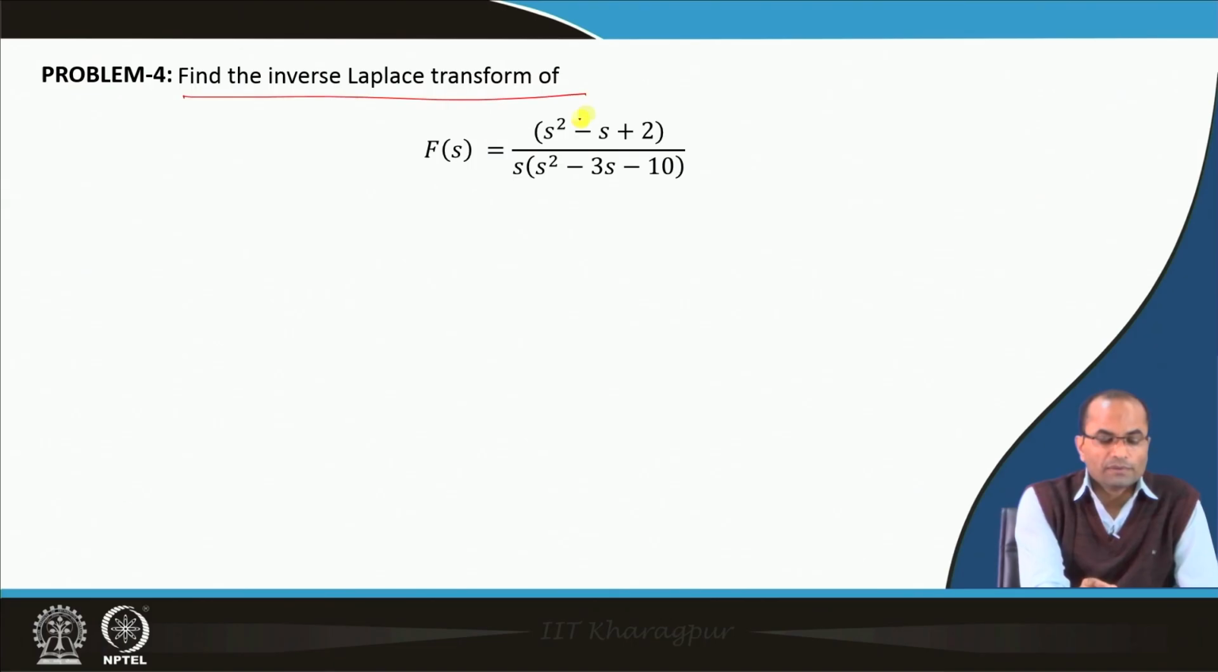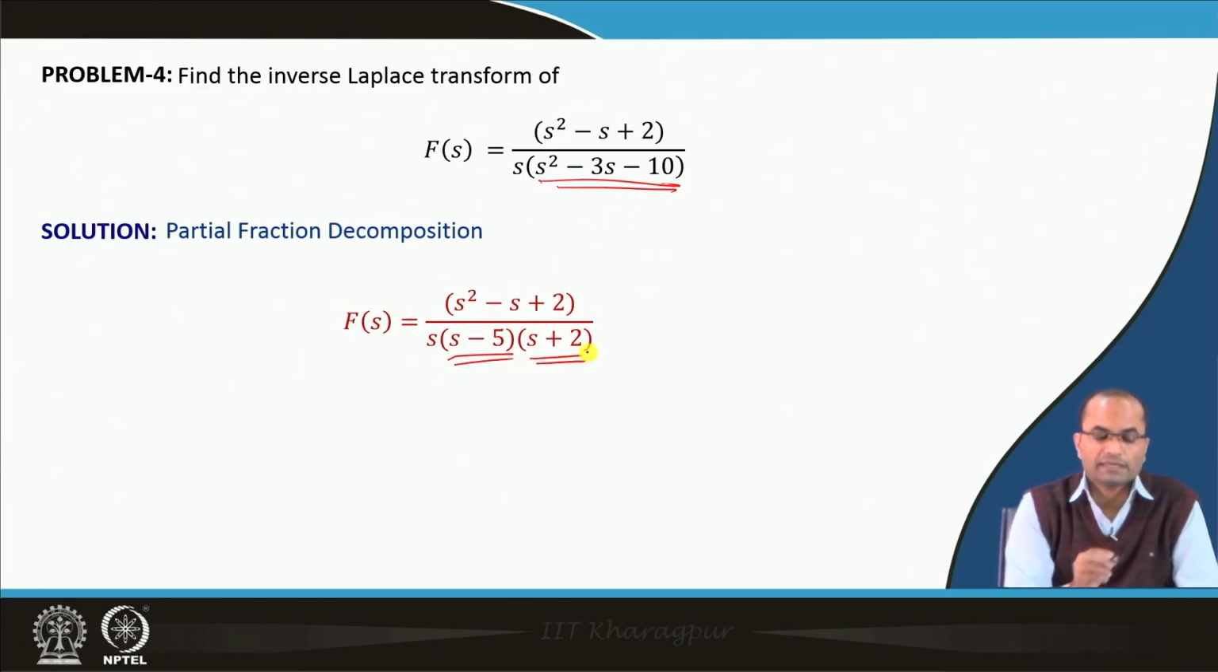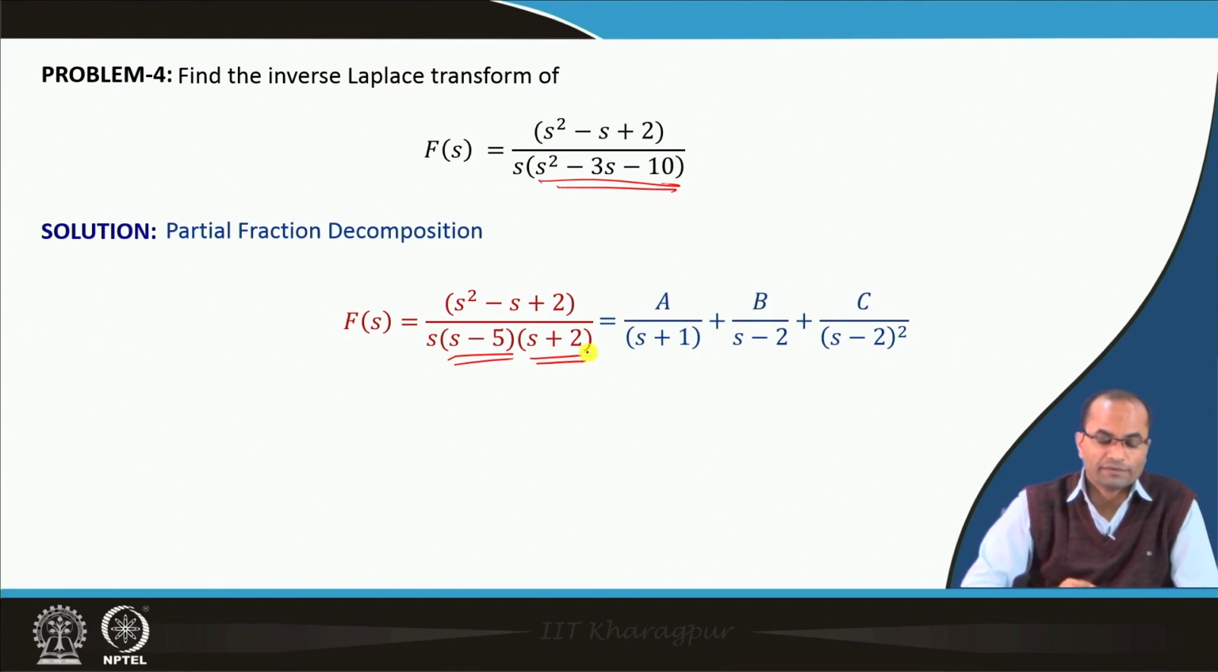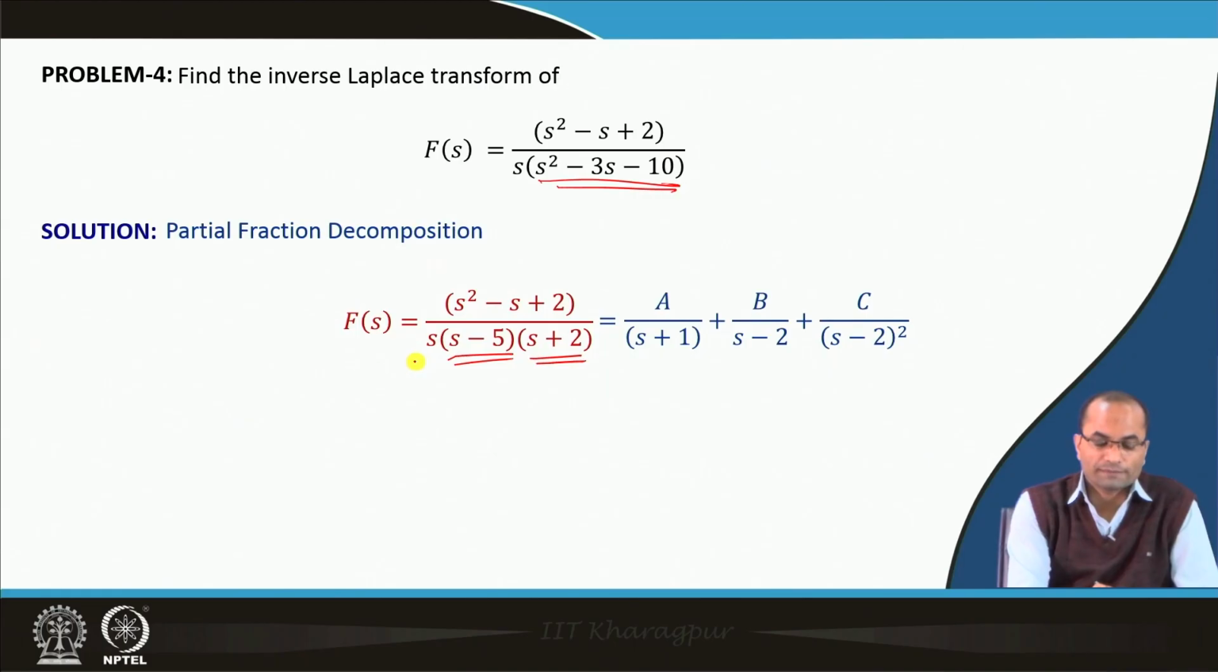We want to find now the inverse Laplace transform of this function: (S² − S + 2) over S times (S² − 3S − 10). Here also we have to just do the partial fractions. The quadratic factorizes as the product of S − 5 and S + 2, and again we have to go for the partial fractions.